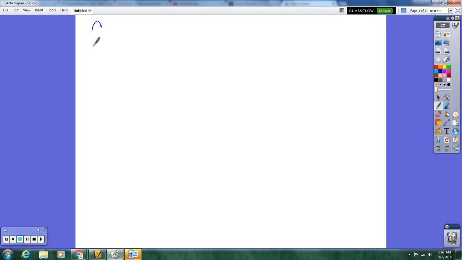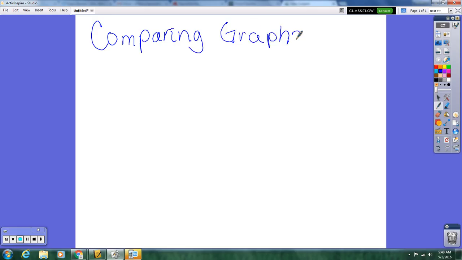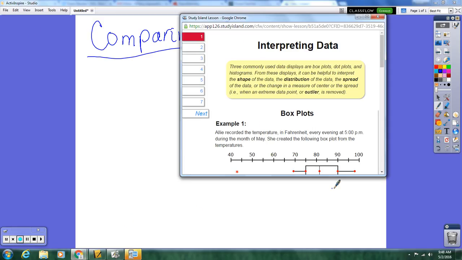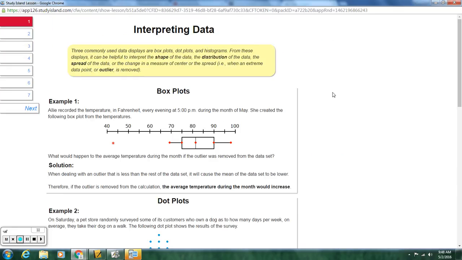We're going to be doing comparing graphs. Comparing graphs. Okay? So, okay, so here.